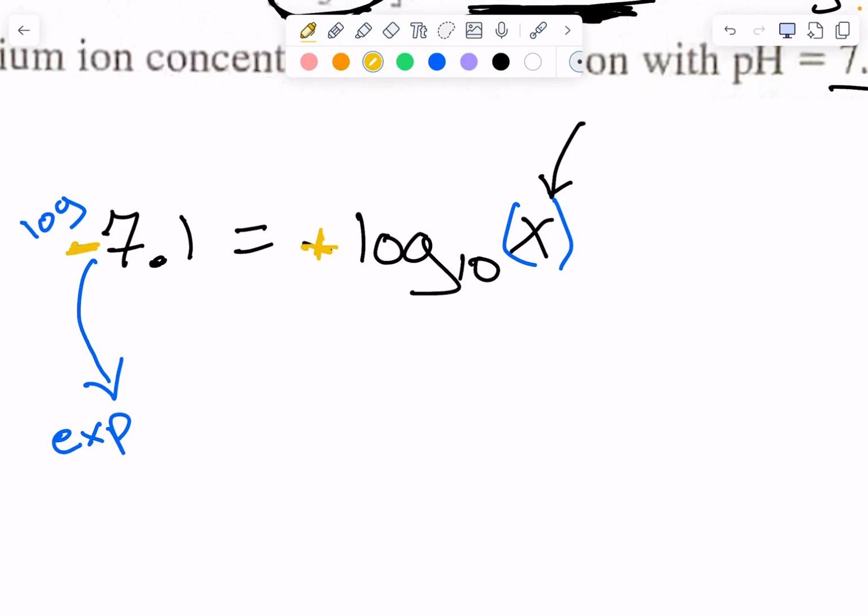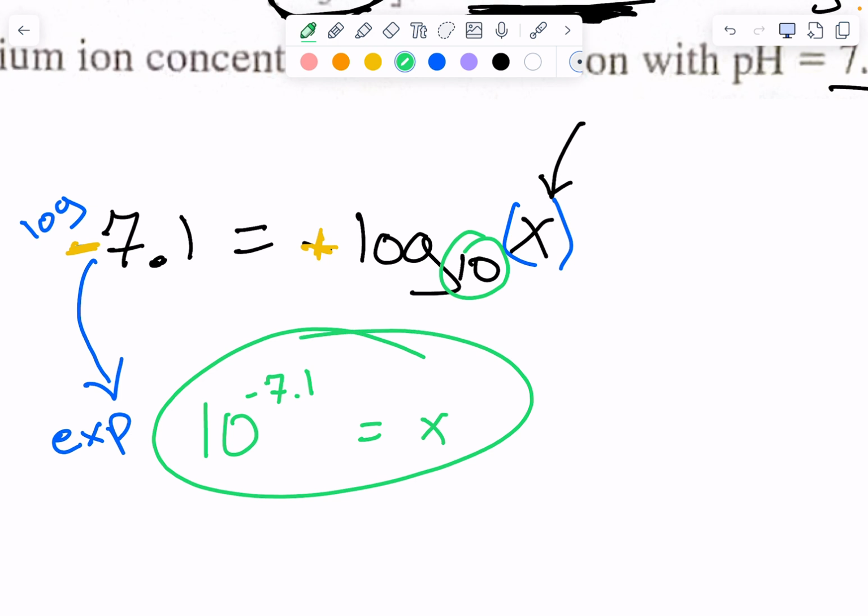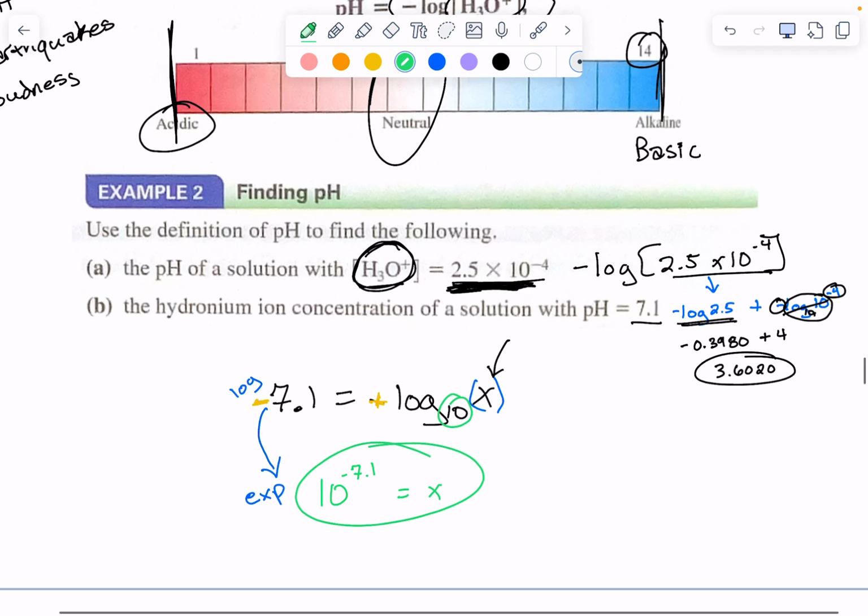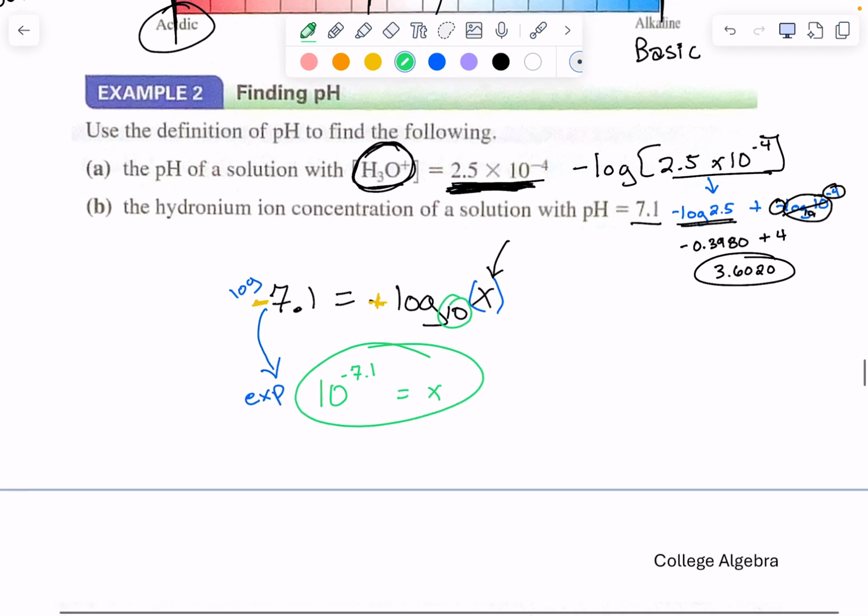Now, if I switch him to an exponential function, what will he look like? 10 to the negative 7.1 power equals x. That's what our hydrogen concentration is. So that's it. 7.94 times 10 to the negative 8 is what that thing actually is.